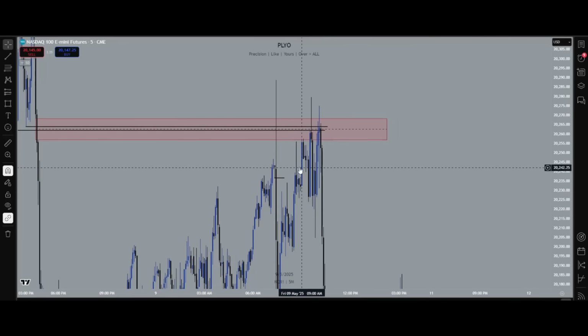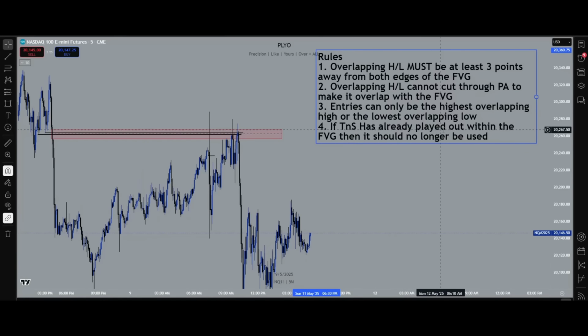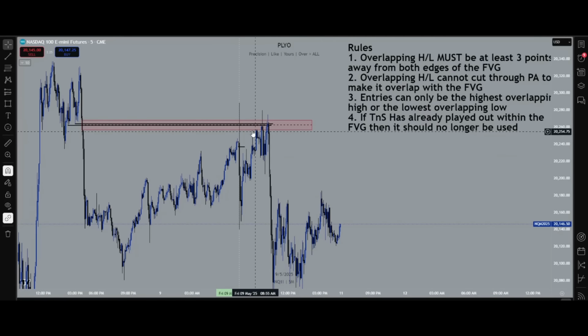Even though this is very nice that it's still respected after quite some time, it still violates rule number 4. Because why? If TnS has already played out within the FVG, then the FVG should no longer be used. That would be violating rule number 4 from you trying a short here. Okay. So since TnS already had been used on this 7:25 candle, you're not looking to short this again when it comes back around 9:30 and 9:45 here. Even though it does work, even though it does play out for a pretty nice short, you're not looking to short this again because that is not the model.